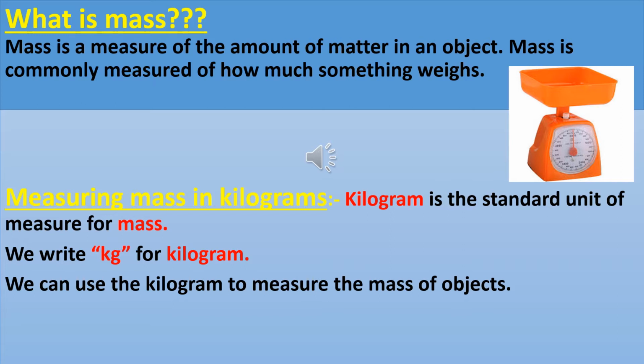It's a measurement of the amount of matter in an object, and we measure mass in weight. So what is the unit of mass? How do we measure mass? We measure mass in kilograms. That means kilogram is the standard unit for mass, and we can write the short form kg. So we use kilograms to measure the mass of objects. That means we measure objects in weight.